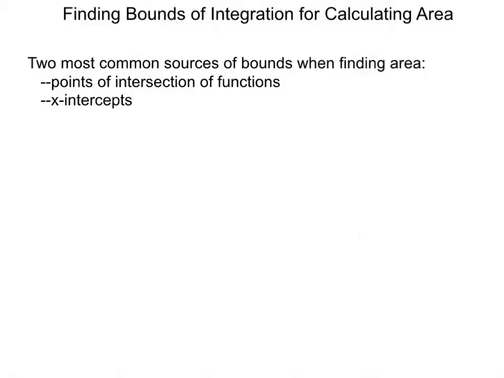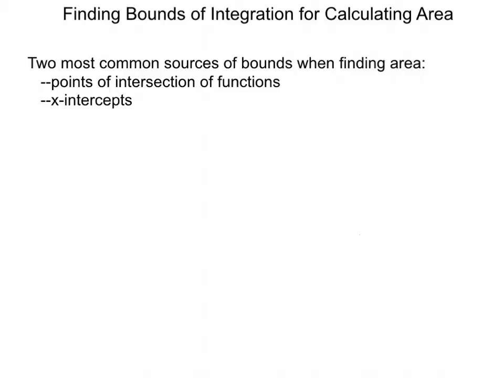So in our previous video, we covered finding an area between two functions when the bounds of integration were rather clear. This video is about how we find the bounds of integration if it's not made clear to us. There are really two common sources for those bounds. The first is finding points of intersection of functions, and the second is finding the x-intercepts.